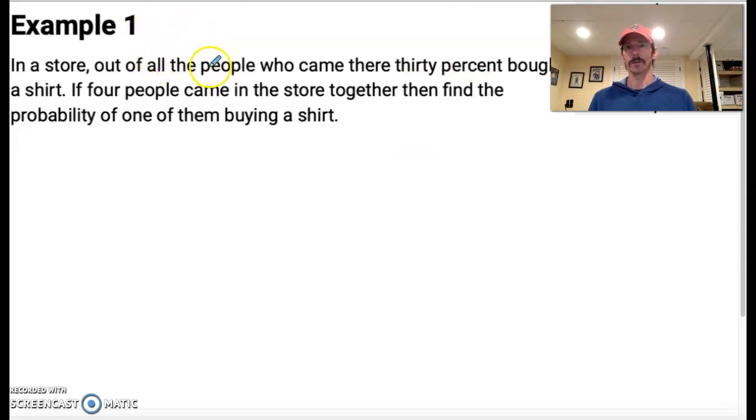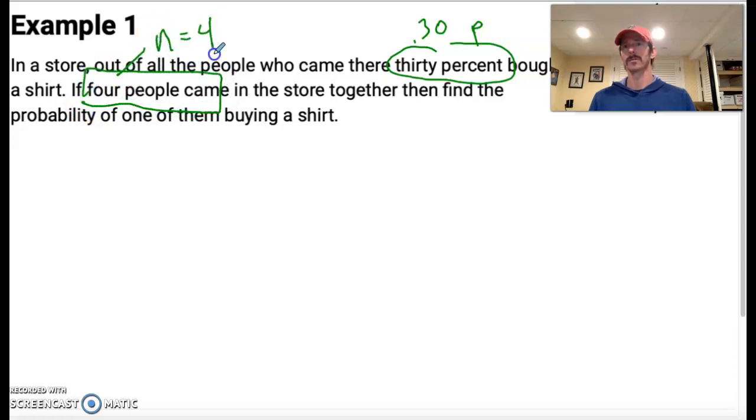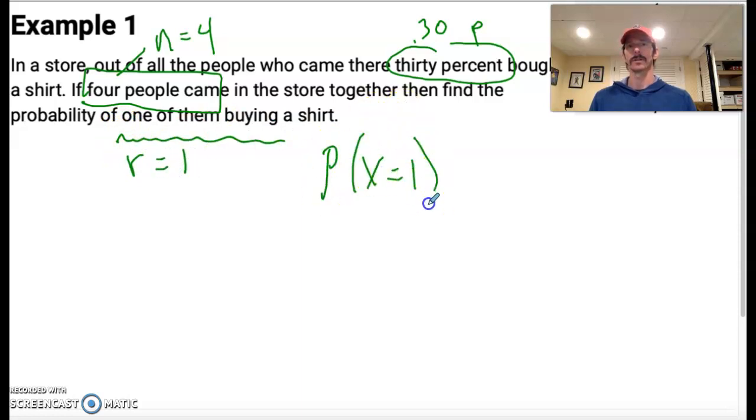So in a store, out of all the people who came, there are 30% who bought a shirt. That 0.30 is my P. I'm labeling it. If 4 people came in the store, all right, look at that. There is my fixed number of people coming in the store. Find the probability of 1 of them buying a shirt. That means my R is 1. So I'm interested in what is the probability of having 1 success out of 4.